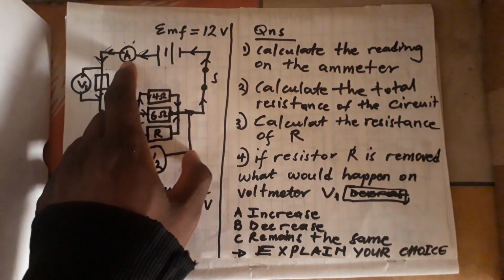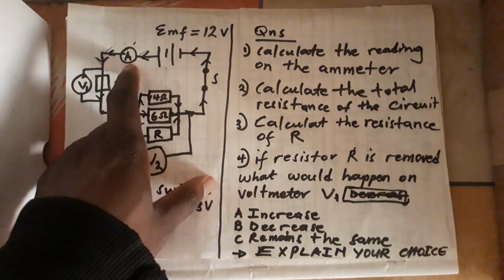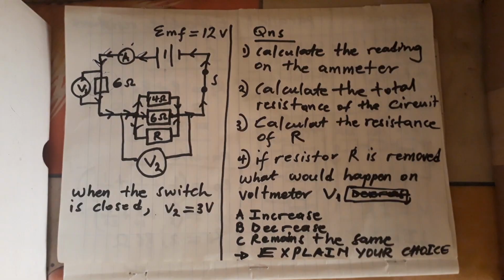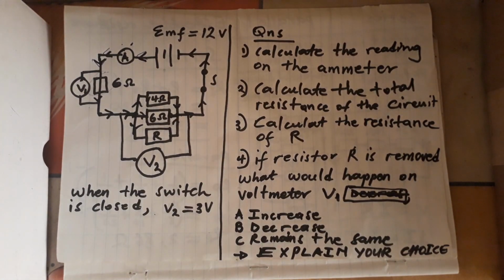So this is an ammeter, which measures the current. These two measure the potential difference.